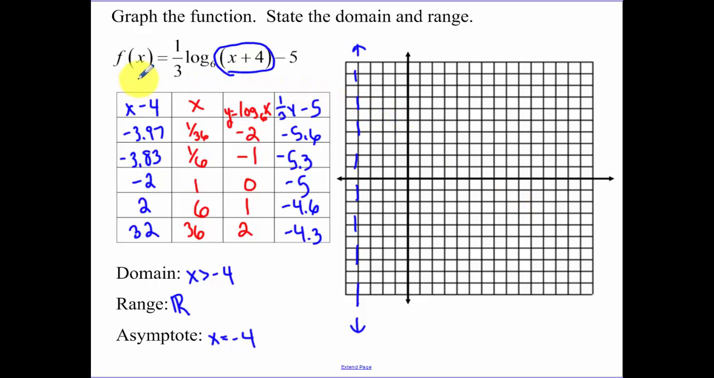So now just start plotting the two far columns versus each other. So -3.9. So that's almost -4, -5.6.